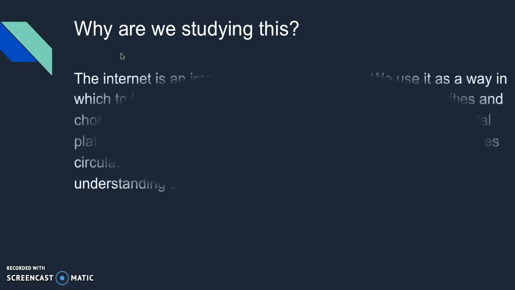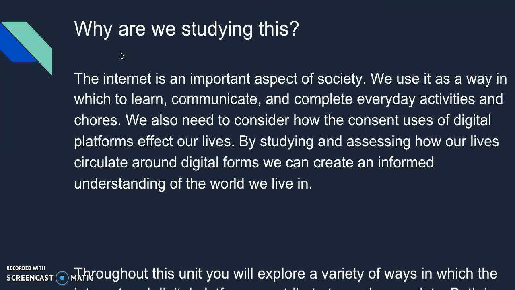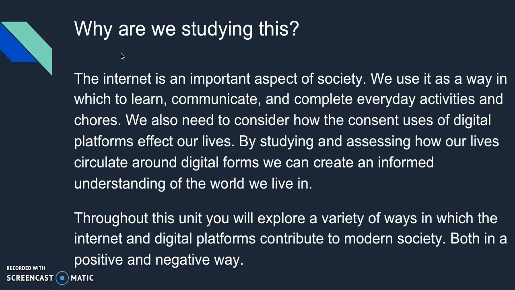So why are we studying a unit about digital worlds? Well, the internet is an important aspect of society. We use it as a way in which to learn, to communicate, and to complete our everyday activities. There are a lot of things we now rely on the internet to get done, whether it's to pay a bill, to send an email, to hand in an assessment task. We need to consider how digital platforms affect our lives.